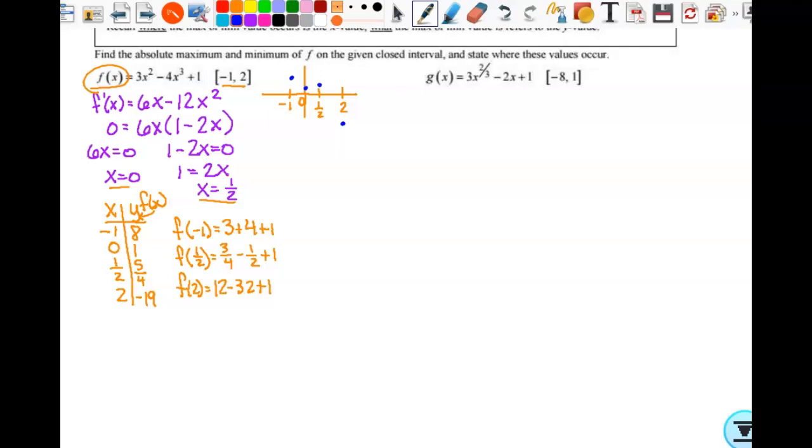What is the maximum value? 8. Where is that? At -1. So we can say the max is 8 at x equals -1. No, you can just say that it's 8. It's fine. And then the minimum is what? Negative 19 at x equals 2.